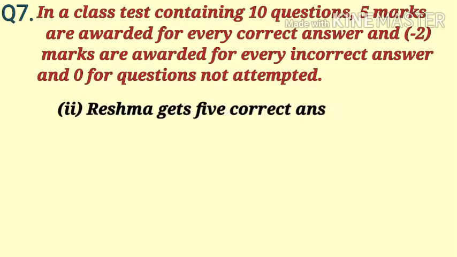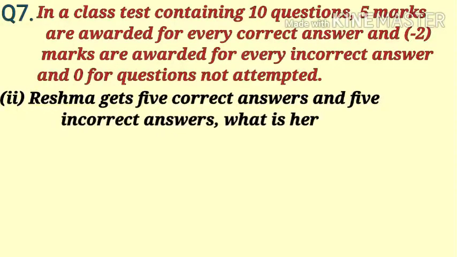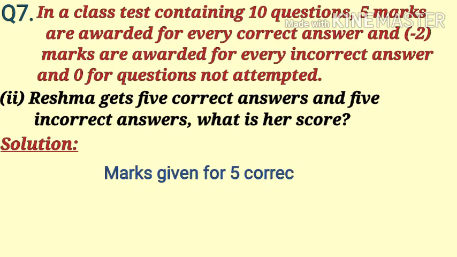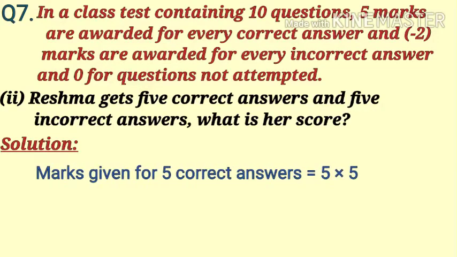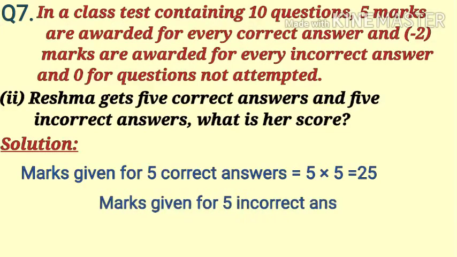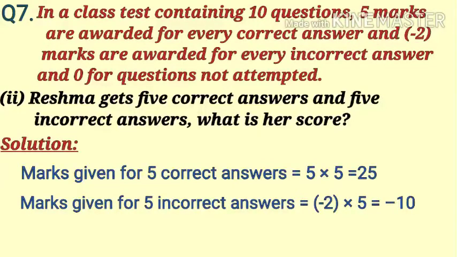Now see the second part. It is given Reshma gets 5 correct answers and 5 incorrect answers. What is her score? So here one more child is there who attempts 5 correct answers and 5 incorrect answers. Now we are to find out her score also. So we will write marks given for 5 correct answers because she attempts 5 correct answers. So it is 5 multiply 5 is equal to 25. And marks given for 5 incorrect answers, that is minus 2 multiply 5, that is equal to minus 10.